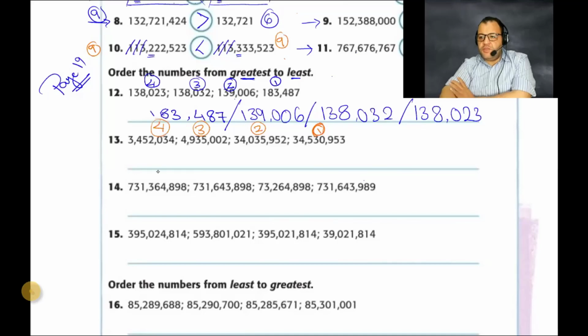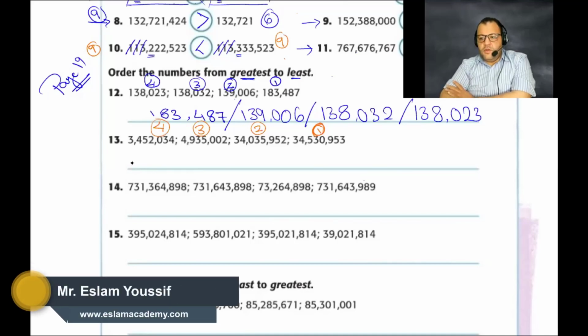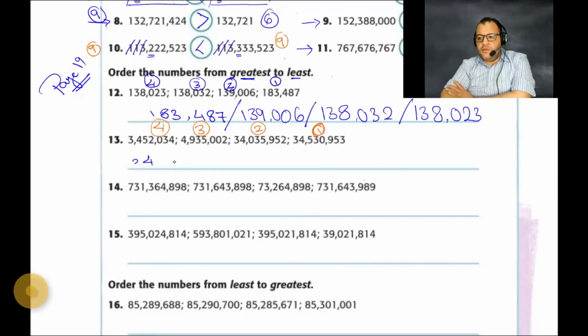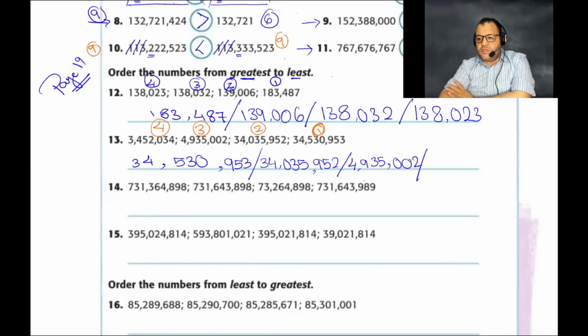So the first number will be 34,530,953. That's the first one. The second number will be 34,035,952. The next one would be 4,935,002. And the last number would be 3,452,034. Any problem for this question? If you didn't understand this one, please raise your hand. So the next one will be Abdurrahman.